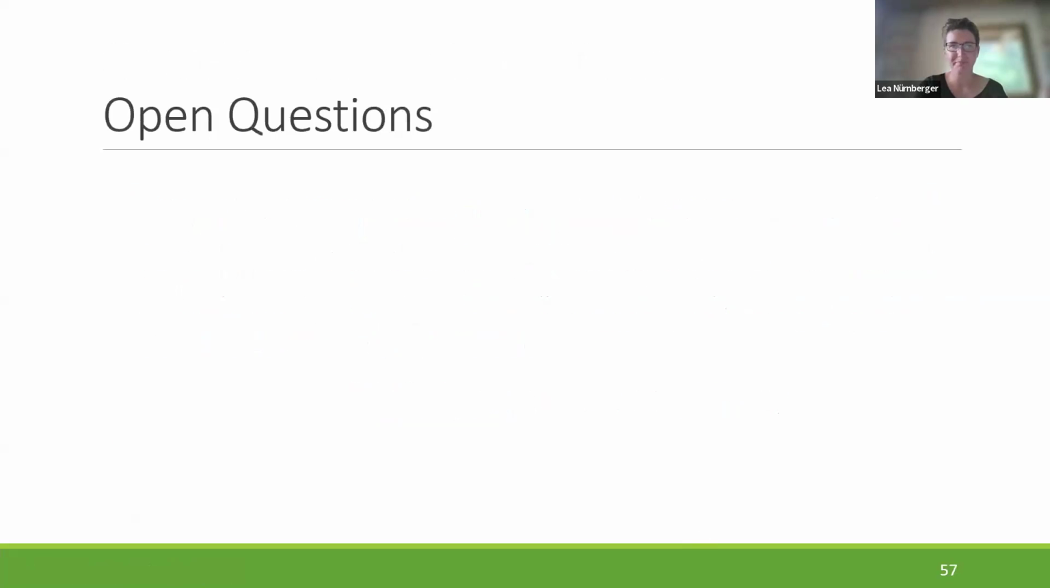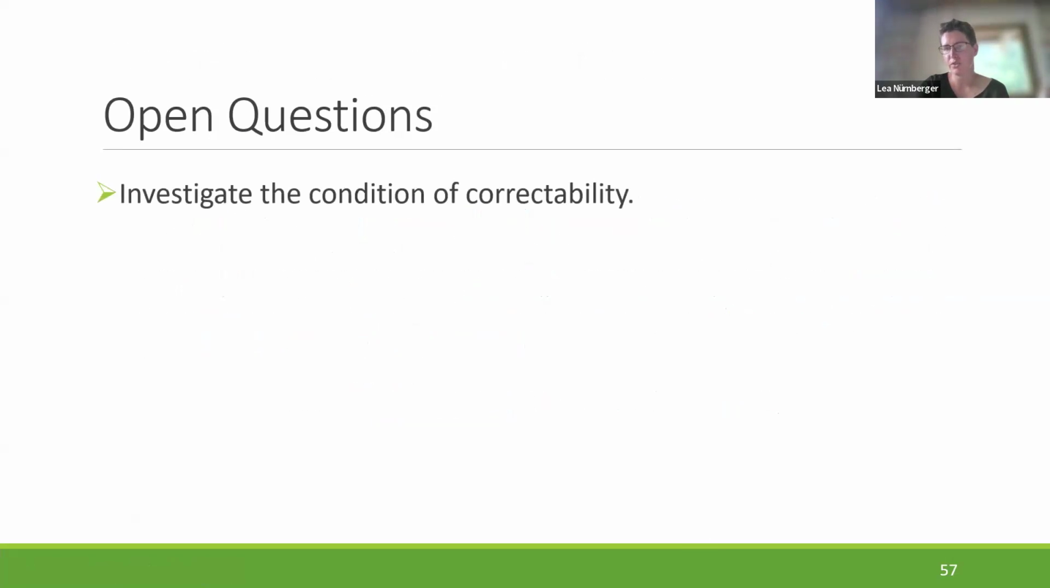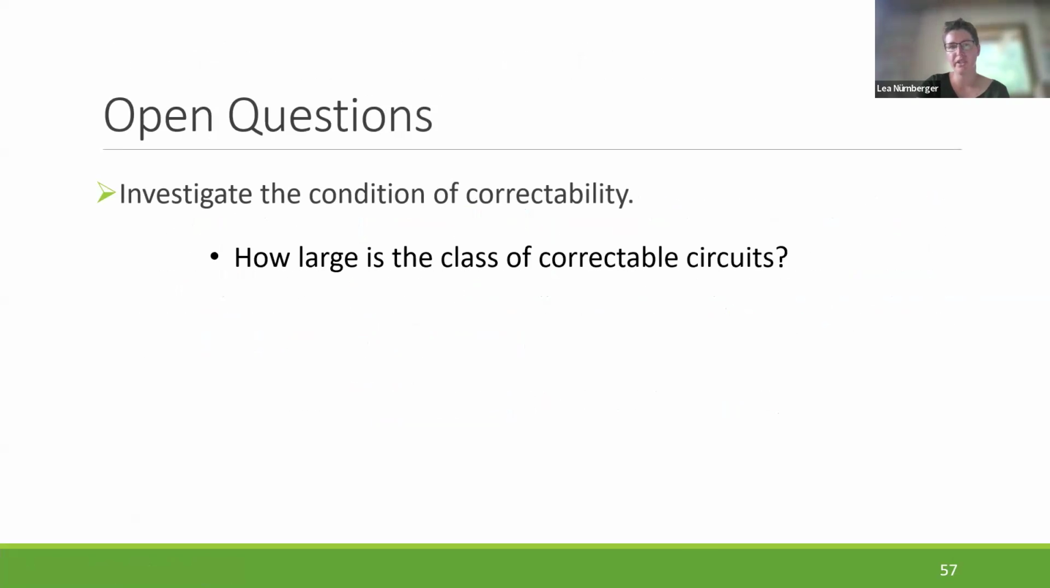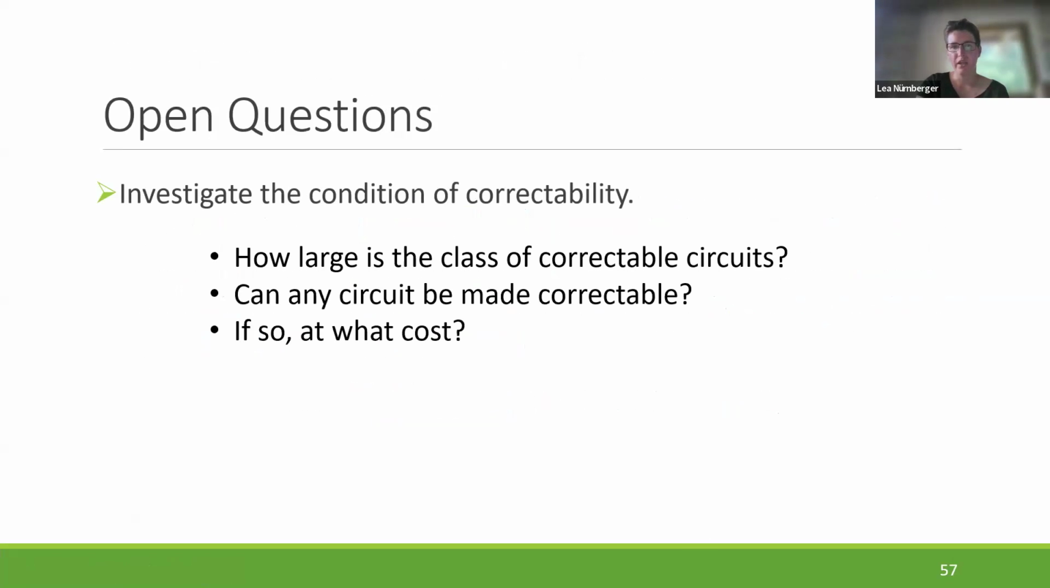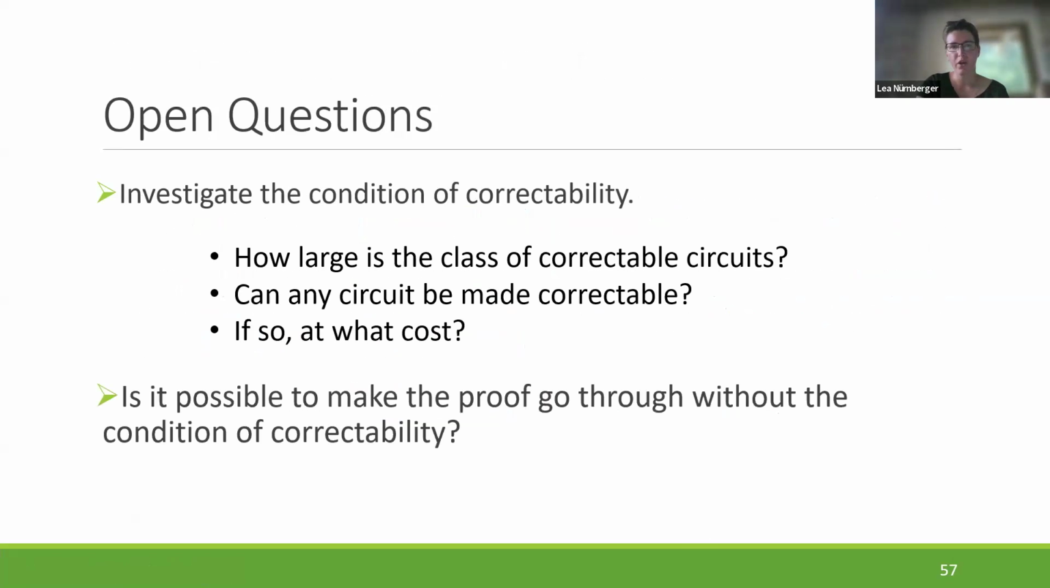Now we are left with some open questions, out of which the biggest one is to investigate this condition of correctability. So in particular, how large is the class of correctable circuits? Can any circuit be made correctable? If so, at what costs? Or is it possible to make the proof go through without the condition of correctability?